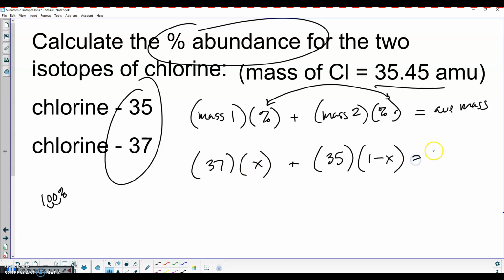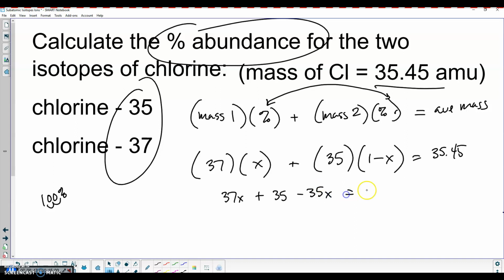And this is going to give us our average, which is 35.45. Okay, now all I have to do is distribute and solve this guy. 37 times X is 37X. Okay, 35 times 1 is 35. 35 times negative X should be negative 35X.